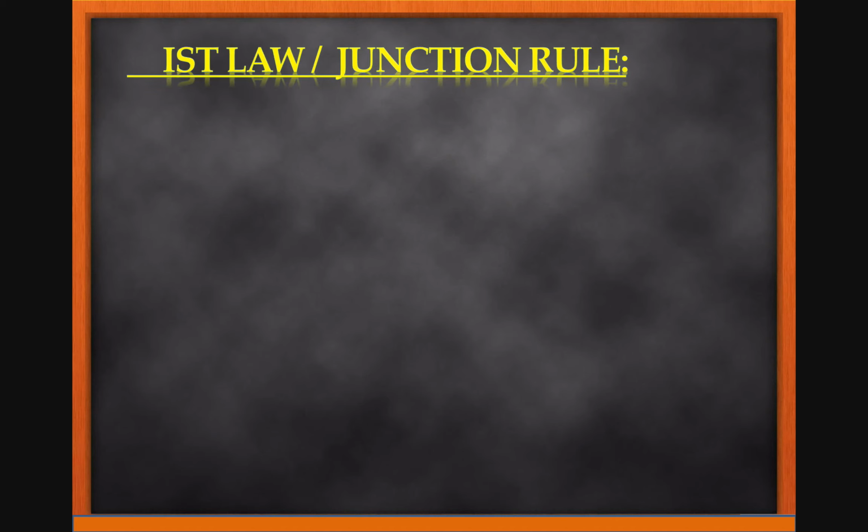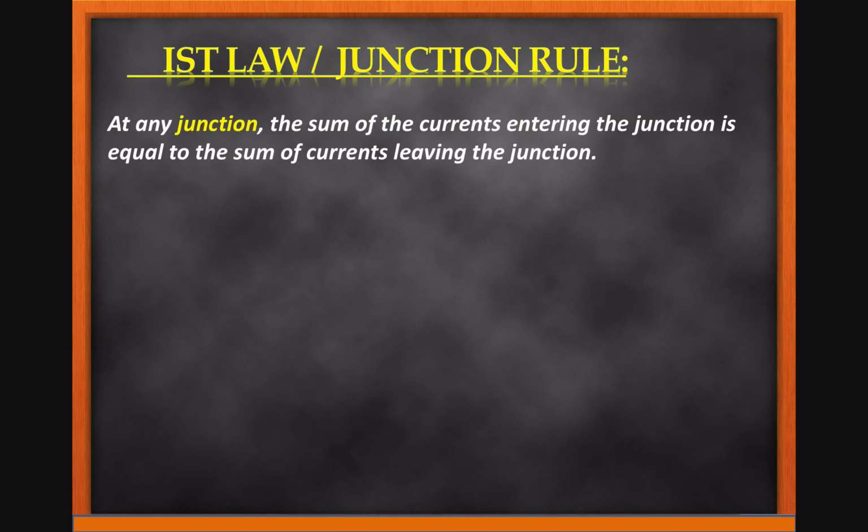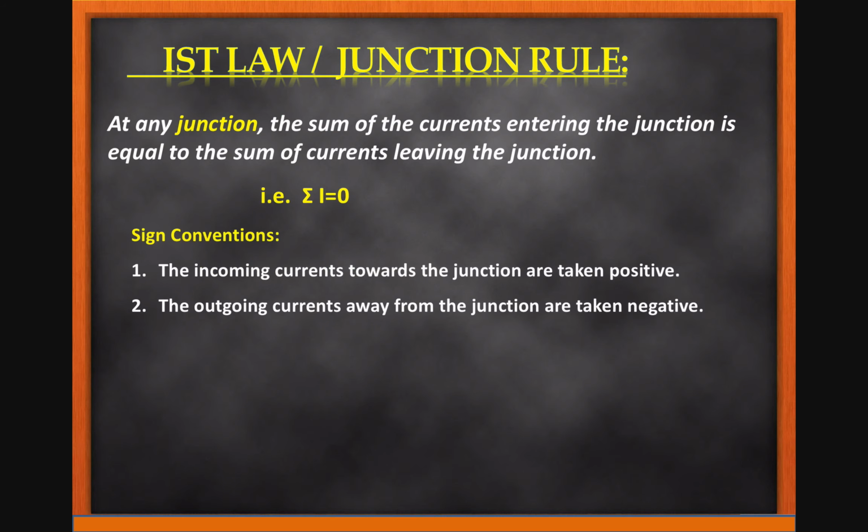First law, or junction rule. It states that at any junction the sum of the currents entering the junction is equal to the sum of the currents leaving the junction. That is, summation I equal to 0. For applying this law we use some sign conventions.